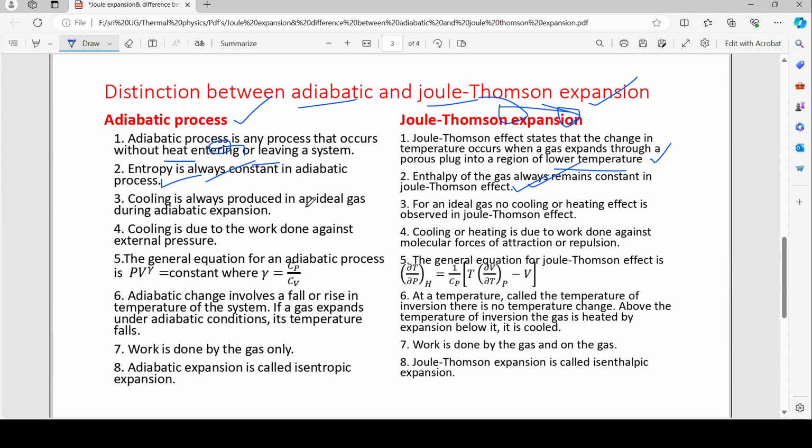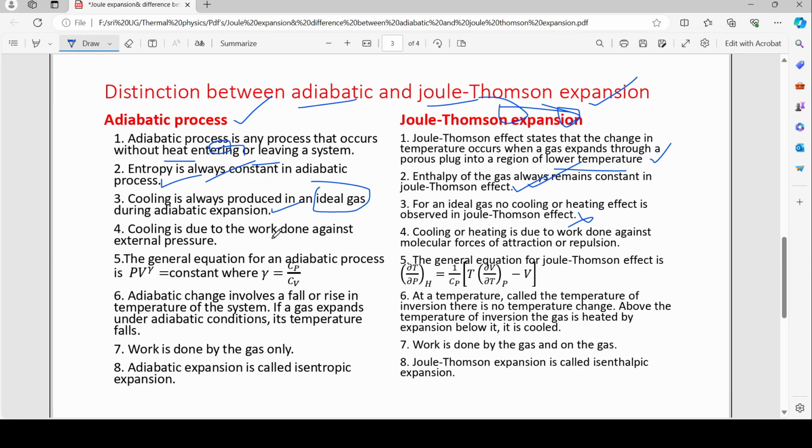Cooling is always produced in an ideal gas during adiabatic expansion. So in this expansion, cooling is always produced for ideal gas only. For an ideal gas in the Joule-Thomson case, no cooling or heating effect is observed. Here we cannot observe any cooling or any heating effect.